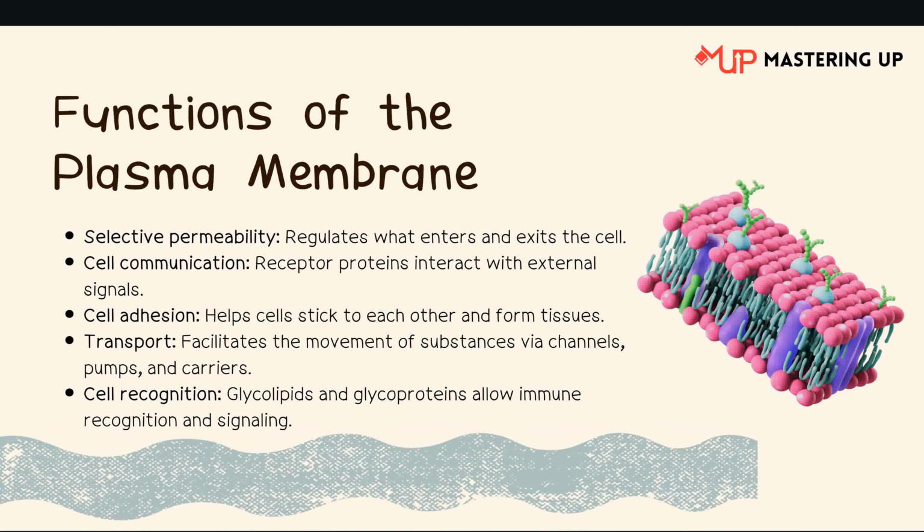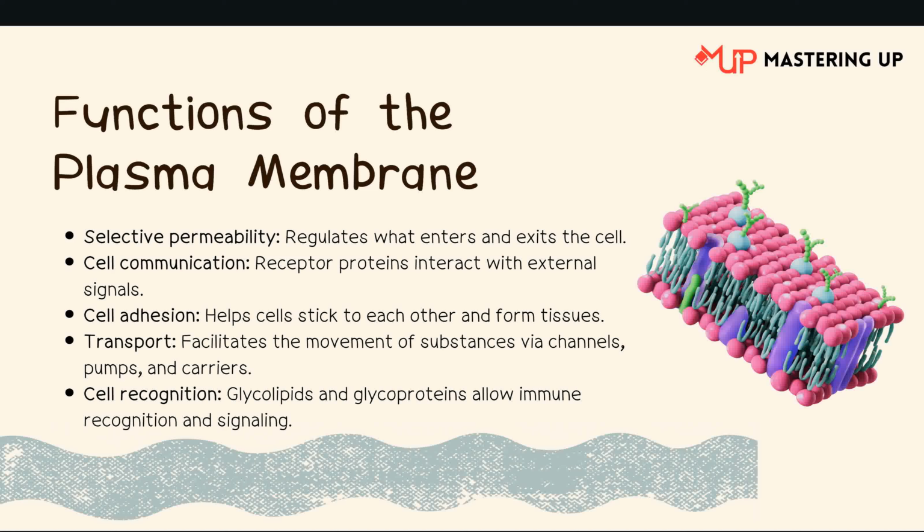Now let's see the functions of the plasma membrane. As we have discussed, one of its main functions is selective permeability. This means that the membrane regulates what substances can enter or exit the cell. It allows essential nutrients to pass through while keeping harmful substances out.